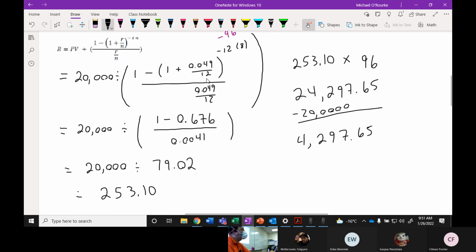0.049 divided by 12 plus 1 equals, and then to the power of negative 96. So do you see how by extending my term, I actually pay more interest? My monthly payments are less, which is good. But how much I pay in interest is more, which is bad. Now, in some ways you might need to do this, like if you need a car and you only have $300.